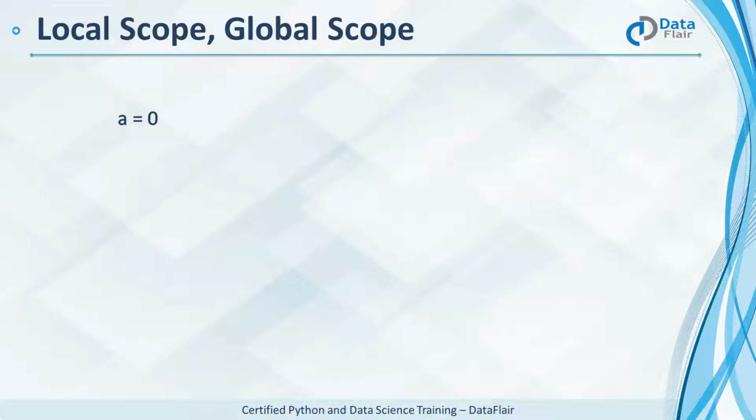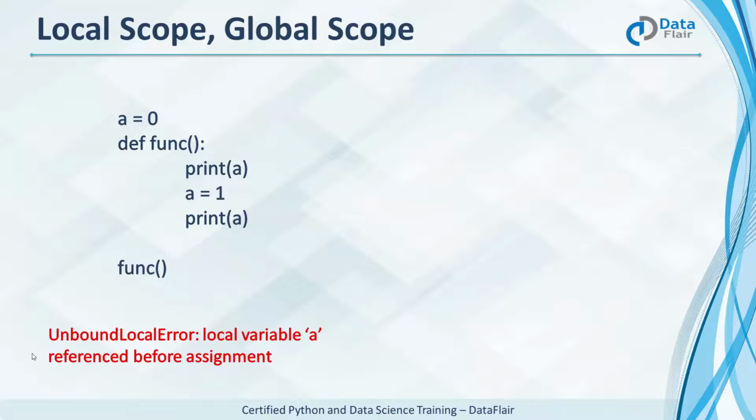A is 0. A function func prints it, sets it to 1, then prints it again. When we make a call to func, it raises an unbound local error. We tried to print the value of a when we hadn't even assigned it yet. This a doesn't count because it looks for a local a instead.